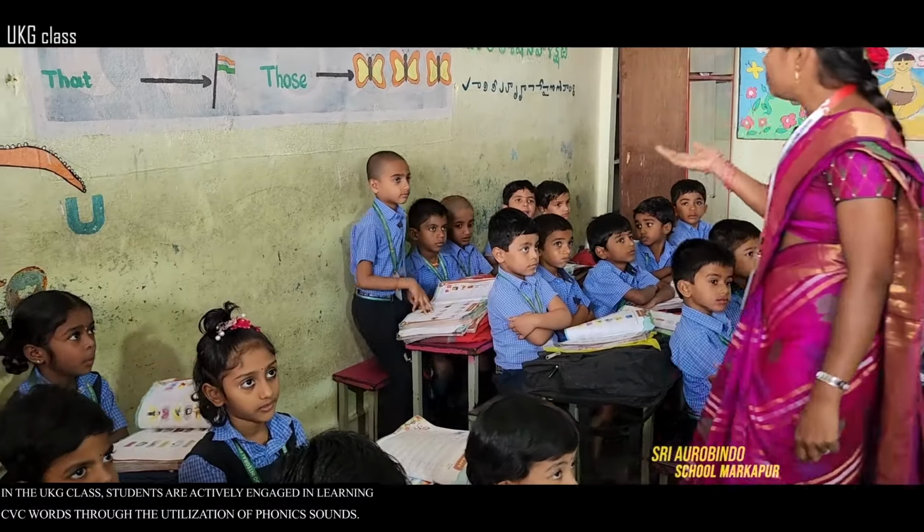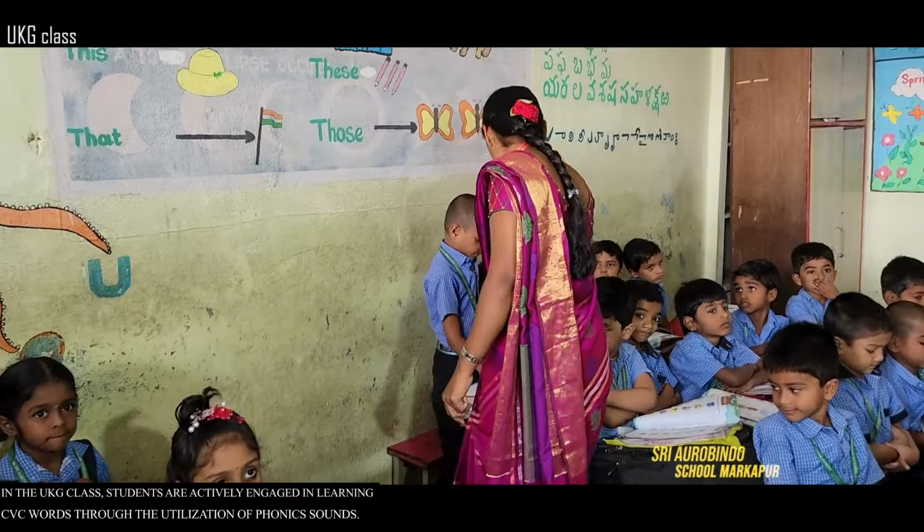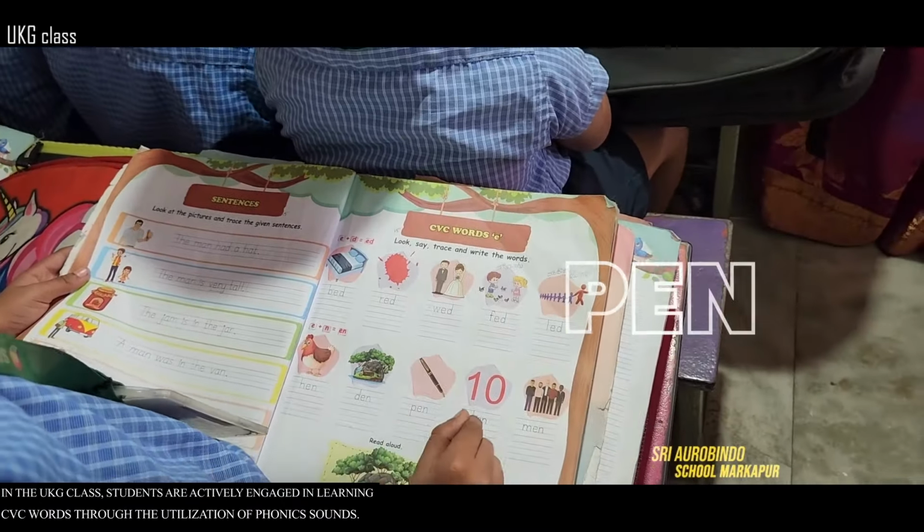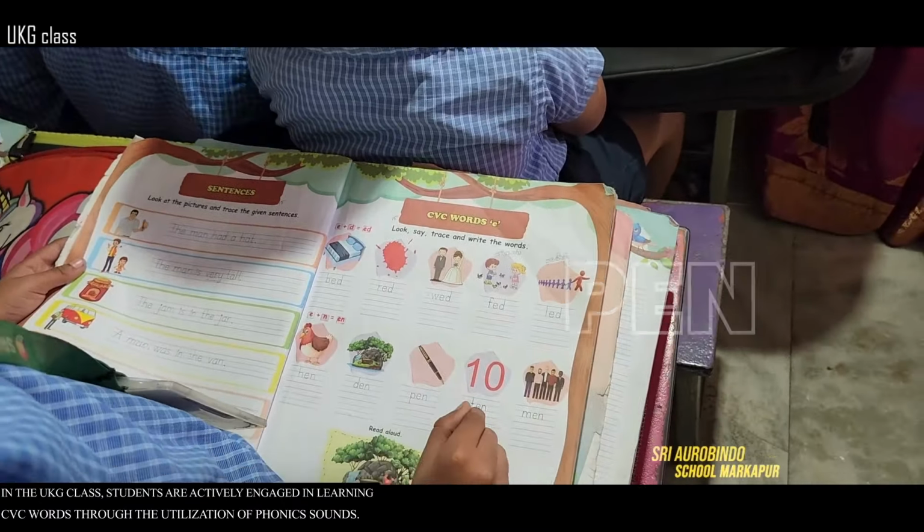Badrinandan, stand up. Please read CVC words using phonetic sounds. D, en, den. P, en, pen. T, en, ten. Very good, very good. Give the big clap.